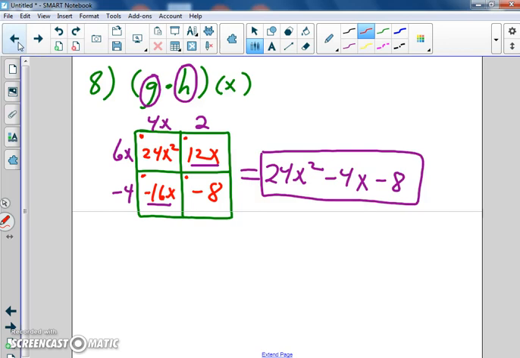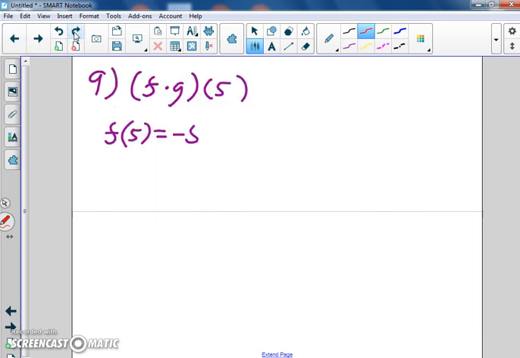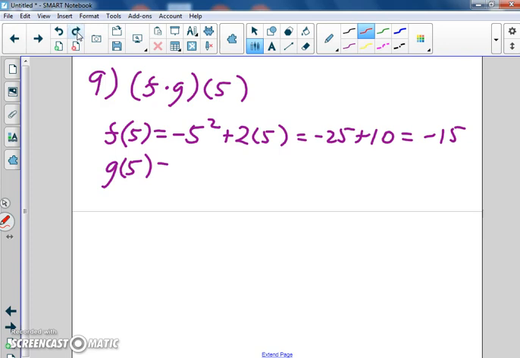Question number 9. F times G of 5. Okay, let's do this an easier way. Take F of 5 and figure out what it equals. Just plug 5 into that equation. You get this. Take G of 5 and plug 5 into that equation. You get this.